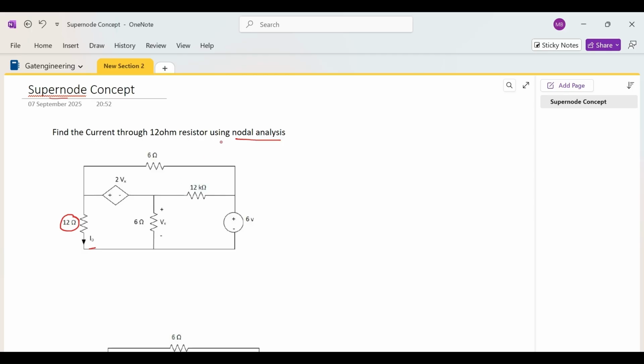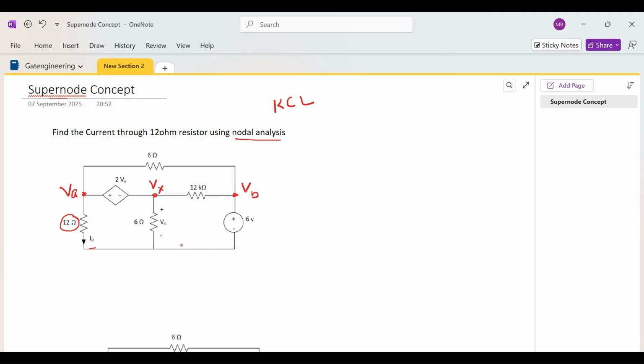Let us recall that nodal analysis is applicable with the KCL. So we apply Kirchhoff's current law, and we should know the current through each branch. How can we get the current through each branch? If we know the potential at each node, we can easily find the current through the resistors by using Ohm's law. So let me assume the potential at this node is VA, at this node is Vx, and at this node is VB.